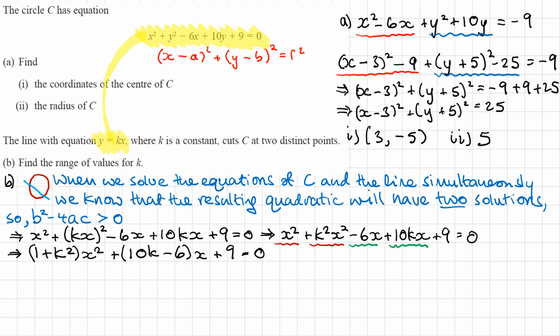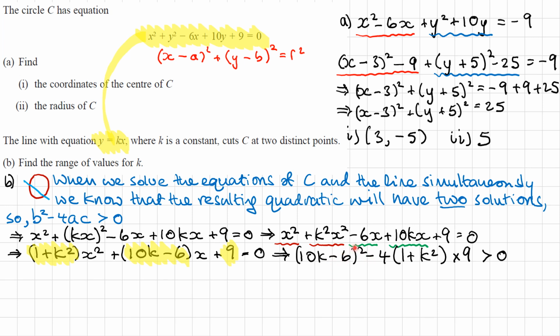Okay, so now I have my values of a, b and c. Let's put those into the discriminant equation and set that greater than 0. So for b we have 10k minus 6, so b squared will be (10k minus 6) all squared, minus 4 times a, which is 1 plus k squared, times c, which is 9, and this needs to be greater than 0 for the circle and the line to cut each other in two places.